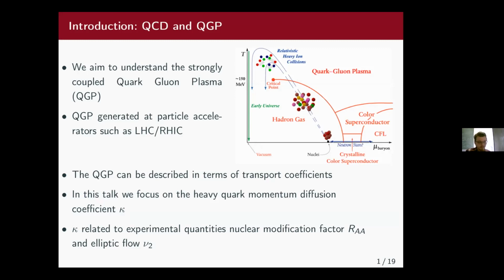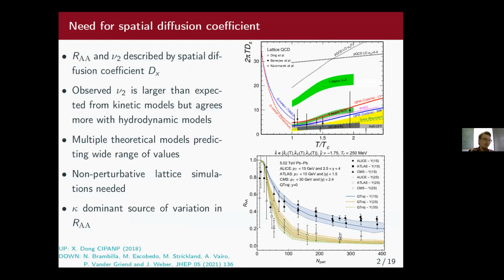And this kappa is related to the experimental quantities such as nuclear modification factor, RAA, and the elliptic flow v2, which are described by the spatial diffusion coefficient or the momentum diffusion coefficient. They are related by the Einstein relation. And there are many ways you can measure these or many different phenomenological models for the diffusion coefficient, but they have a very wide variation of results, which is why the lattice results are needed.